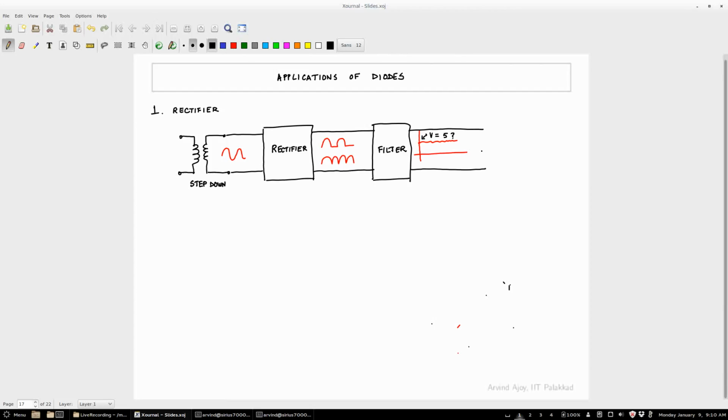Now, are you 100% sure that this voltage here will be of the value that you require? Let's say you want a 5 volt supply, right? Do you think it will be exactly 5 volts, or 10 volts or whatever you want? You're not 100% sure, right? Because when you do the filtering and all of that, all the voltage levels will change. So typically the last step in this is called a regulator.